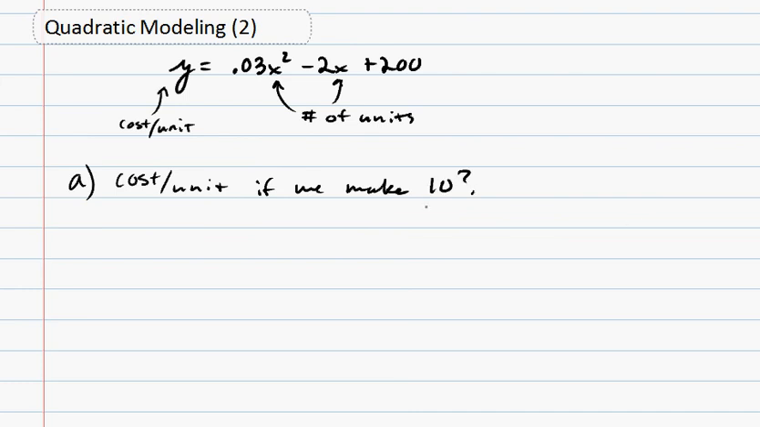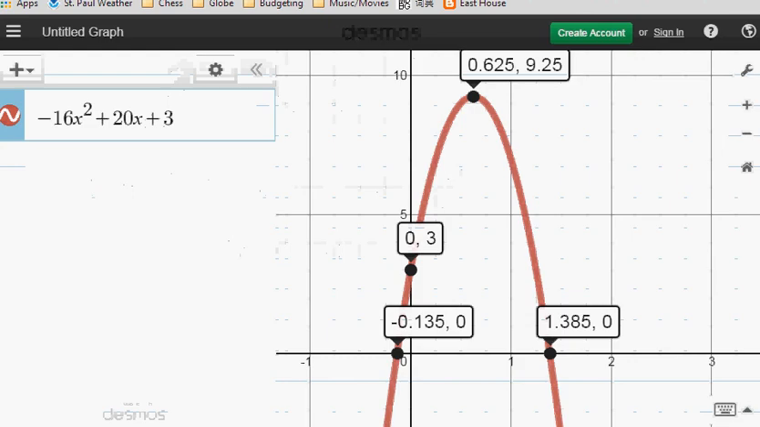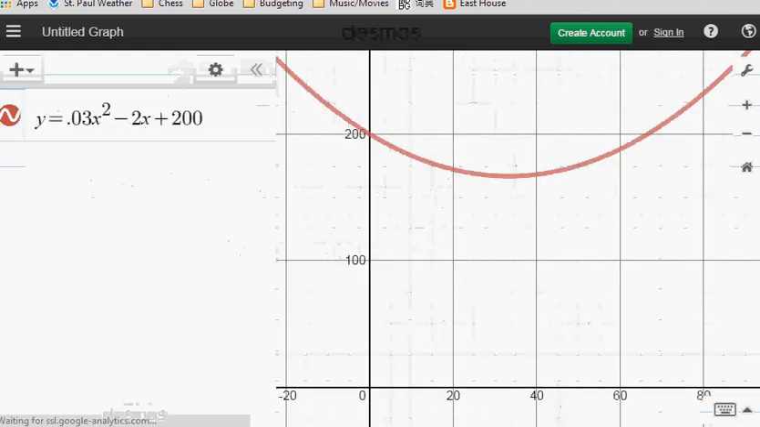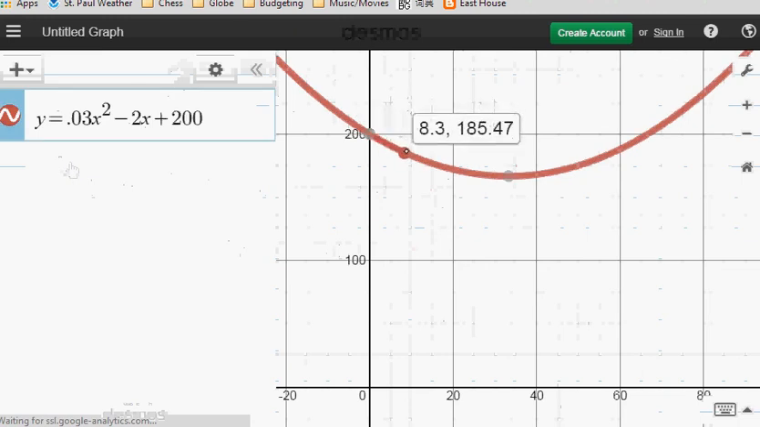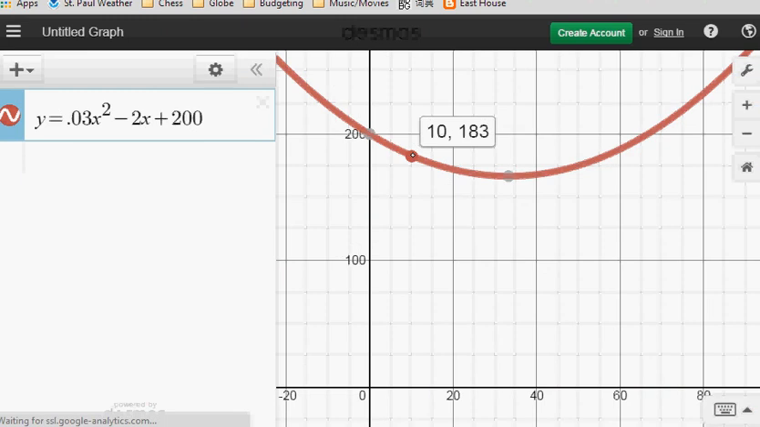Okay, all this is saying is that x should equal 10. And then we should see what the cost of the unit would be. So, I take my equation, and I put in 10 for my units, and this will calculate the total cost. Now, I've graphed this in decimals as well. So this is my example here. And you could see that if I slide over to about 10, I get 183.